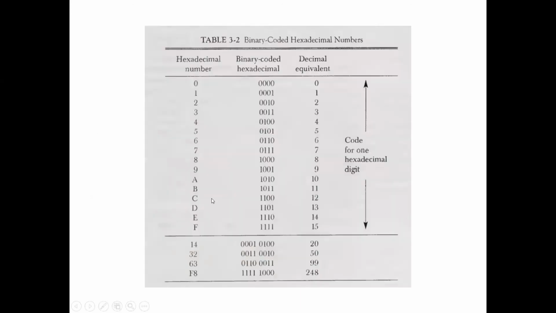Binary coded hexadecimal. Again, this is also very simple. List all the hexadecimal digits: the minimum starts from 0 and the maximum ends at F, where A is 10, B is 11, C is 12, 13, 14, and F represents 15 respectively. Now, how many digits do we have? Totally 16. The largest digit is 15, and how many binary bits do you require to code 15? You require 4 bits.